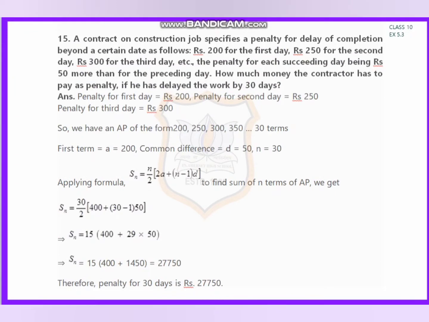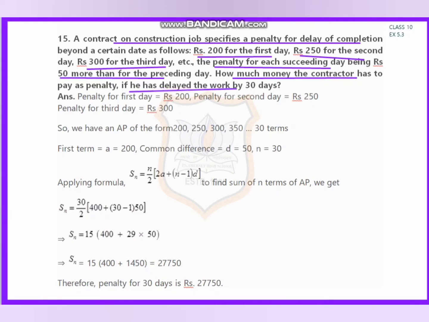Question number 15. A contractor on a construction job specifies the penalty for delay of completion of the work beyond a certain date, following these criteria. On the first day, 200 was the penalty. For the second day, 250 was the penalty. And on the third day, 300, and so on. Every penalty was 50 more than the preceding day. How much money does the contractor have to pay as penalty if he delays the work by 30 days?